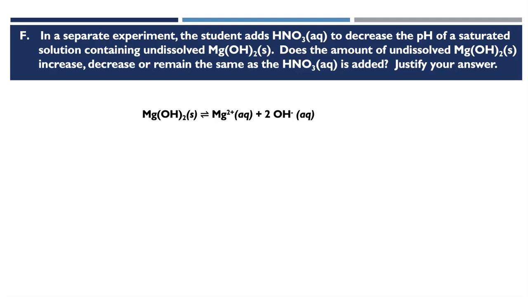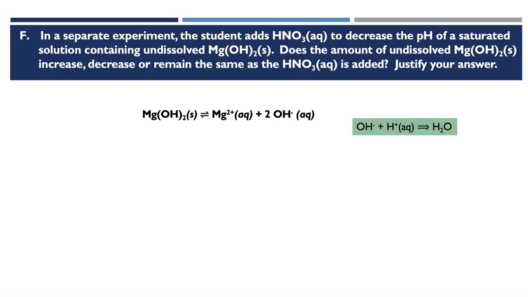We have magnesium hydroxide solid, and when you dissolve this in water, it makes tiny amounts of magnesium ions and tiny amounts of hydroxide ions. We know the KSP is very small. So this equilibrium system very much favors reactants, which are the solid. And we're going to add nitric acid. We're going to add a strong acid to it. We're adding a source of hydrogen ions.